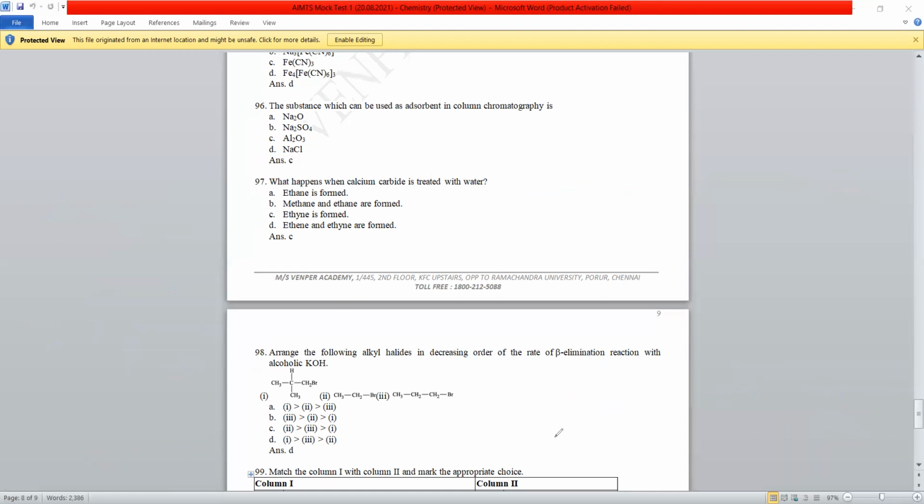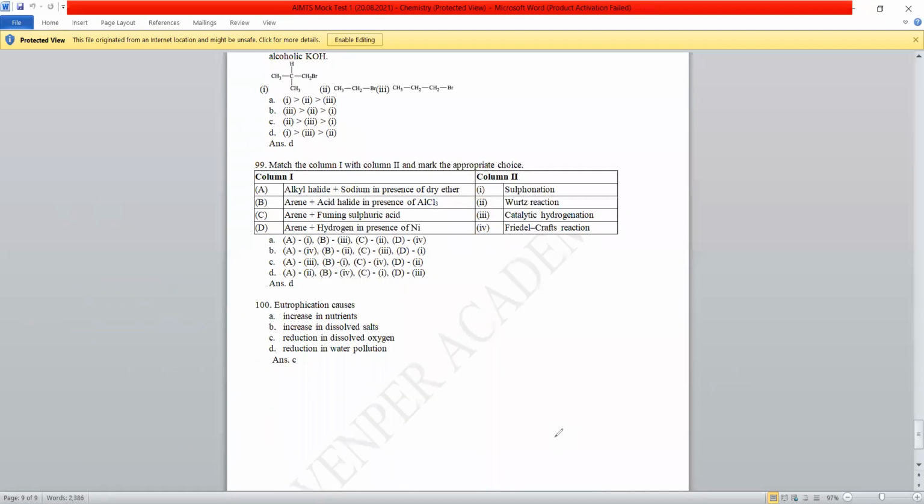Next question we'll check, students. Alkyl halide treated with sodium in the presence of dry ether. Let's say one of the famous named reactions, students, the Wurtz reaction. If you treat 2 moles of alkyl halide in the presence of sodium and dry ether, we get an alkane, R-R. This is the Wurtz reaction.